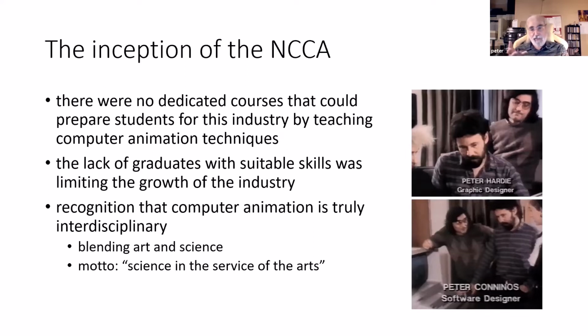Now, a lot of this came out of the collaboration that Peter Hardie, which you see in the picture on the top, and myself at the bottom, you see both of us together at the bottom, came from two different disciplines. I was a computer scientist who was aching to be a filmmaker, and he was an artist who was aching to use computers to produce his pictures with. So we realized pretty quickly that you need the amalgam of those two disciplines, computer science and mathematics, and also art, in order to form computer animation. So the courses we were going to create would be interdisciplinary or multidisciplinary, blending the practices of art and the practices of science.